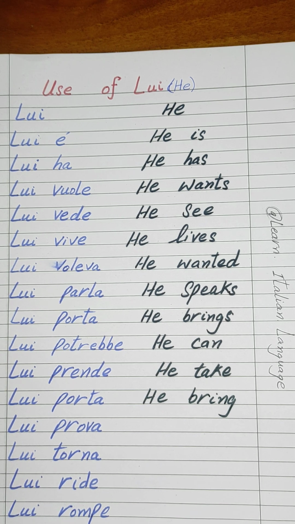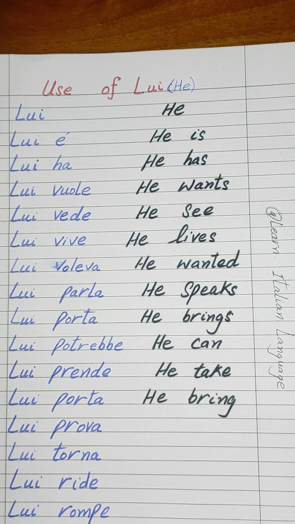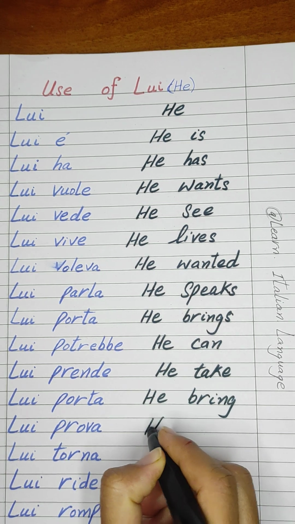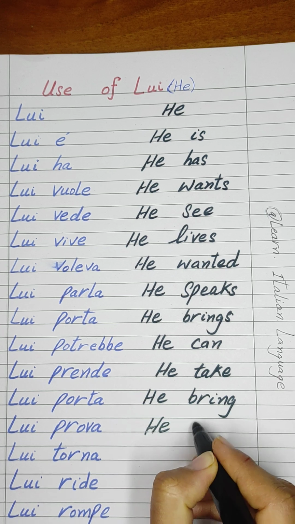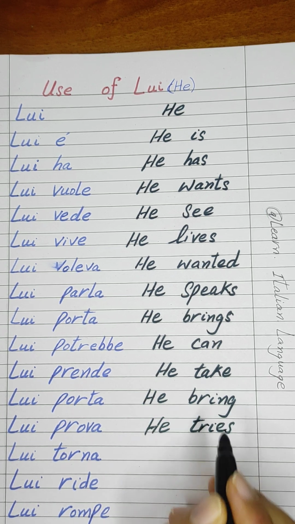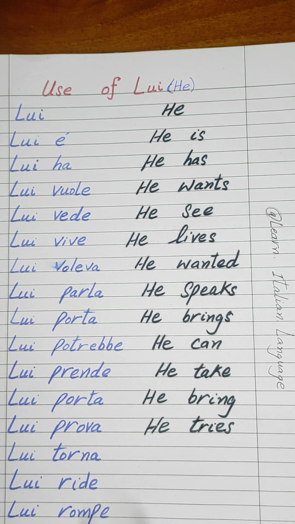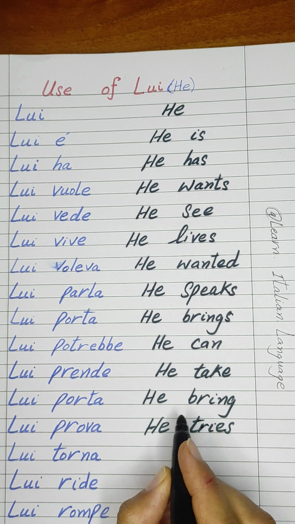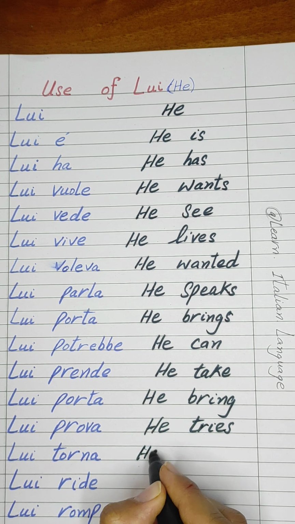Next is lui prova. Prova in Italian is when any person tries anything. Lui prova, he tries to do anything. He tries. Next is lui torna. Torna means to come back. Lui torna, he comes back.